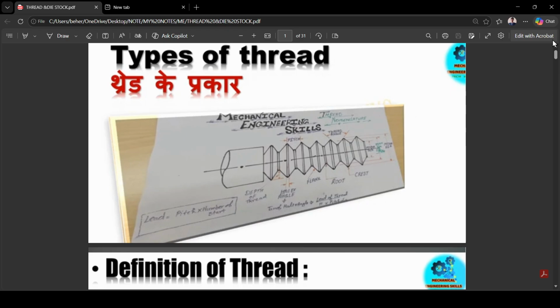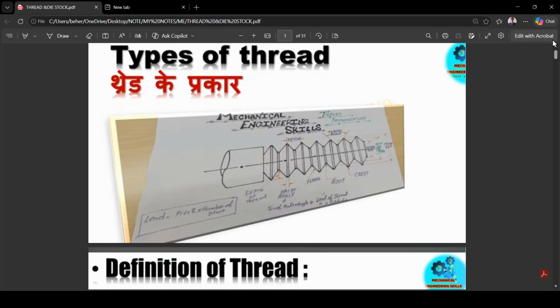Crest: the top surface of the thread is called the crest. Root: the bottom surface between two threads is called the root.